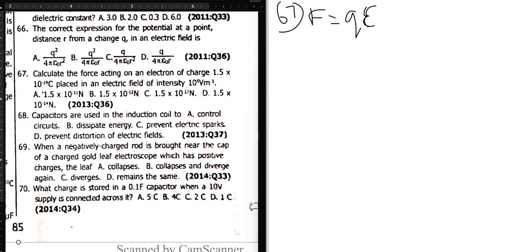So you're going to put 1.5 times 10 raised to the power minus 19 times 10 raised to the power 5. That's not 10 raised to the power minus 5. All right, so that way you're solving this QE.